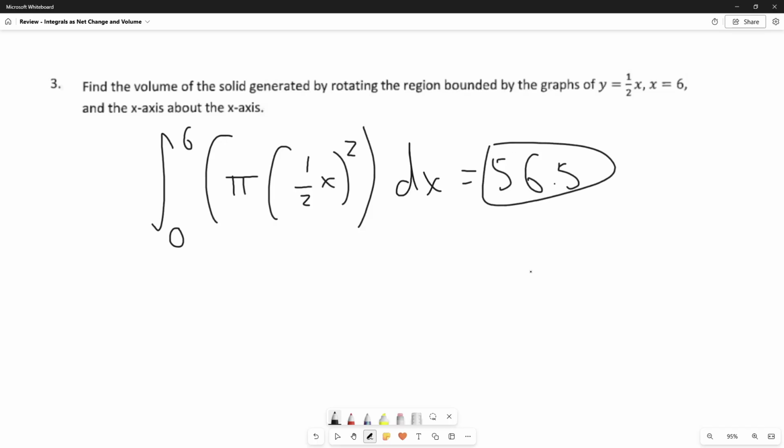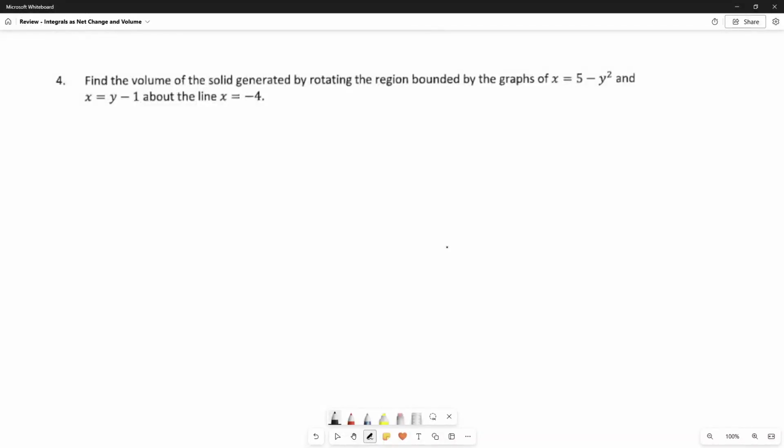So that's our final answer. Number 4 says, find the volume of the solid generated by rotating the region bounded by the graphs of x equals 5 minus y squared and x equals y minus 1 about the line x equals -4. And we can notice that all of these equations are like x equals something in terms of y. So what we can do is swap the y's and x's, and if we do that, the area, or the volume we get, will still be the same.